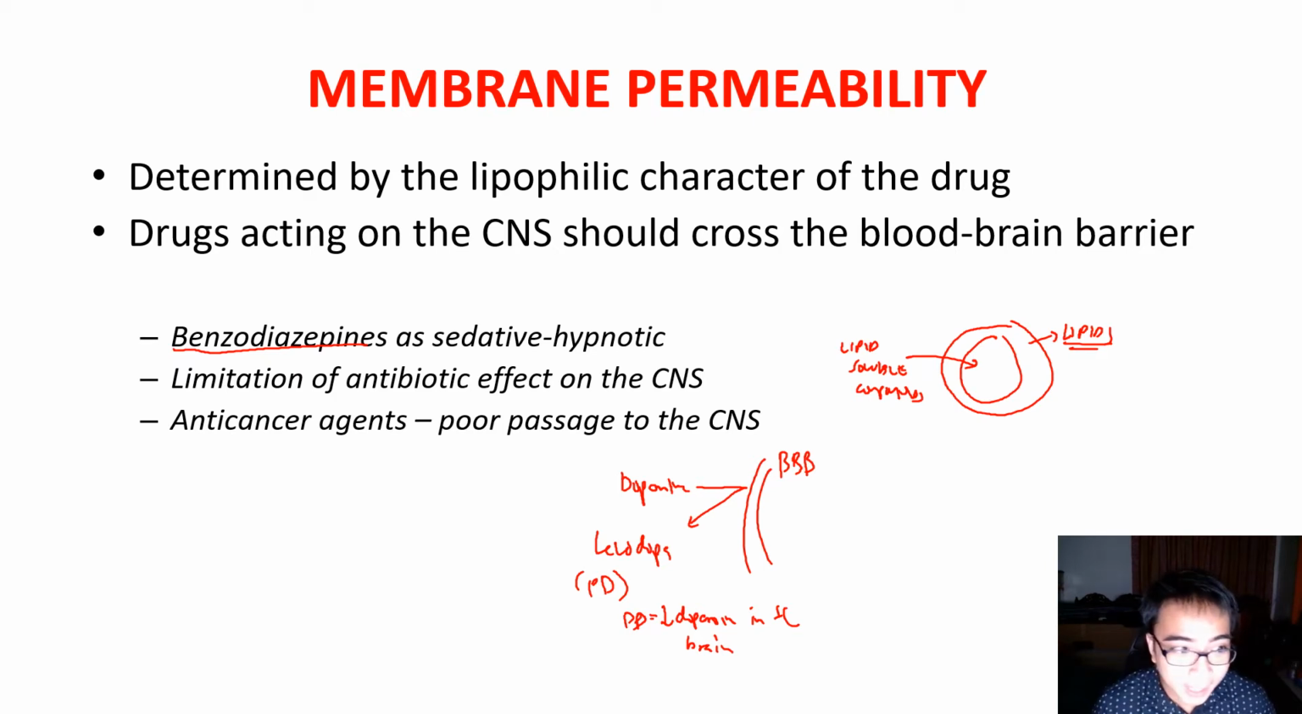Pero, class, if you give dopamine exogenously, it cannot cross the blood-brain barrier. Okay? But giving levodopa, on the other hand, the blood-brain barrier allows the entry of levodopa. Then once levodopa goes inside the brain, levodopa is converted to dopamine inside the brain na. So therefore, increasing the amounts of dopamine in the brain, managing therefore the symptoms of Parkinson's disease. So that's how membrane permeability can affect drug distribution. Right? And certain anti-cancer agents also give poor passage to the CNS.